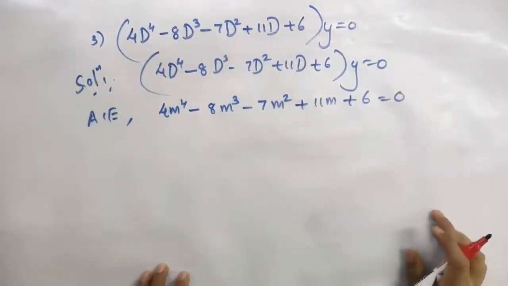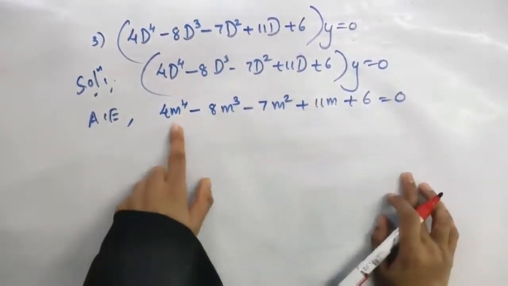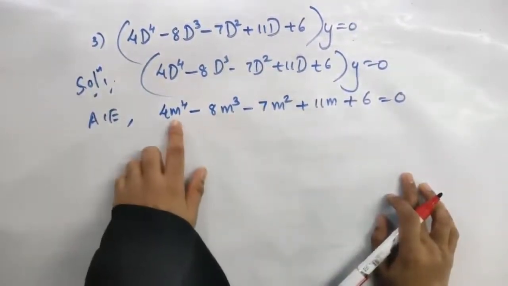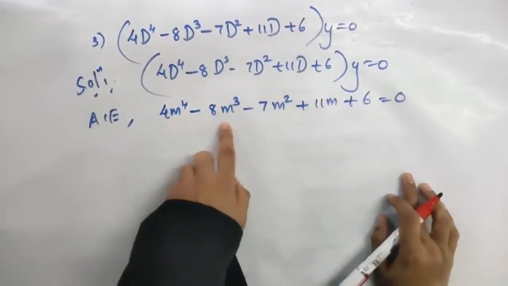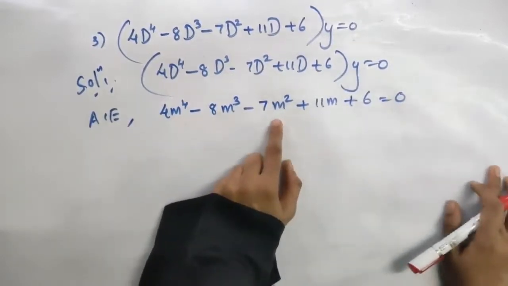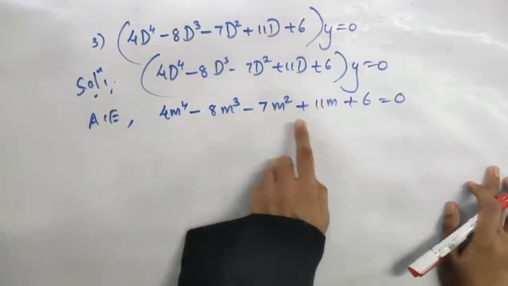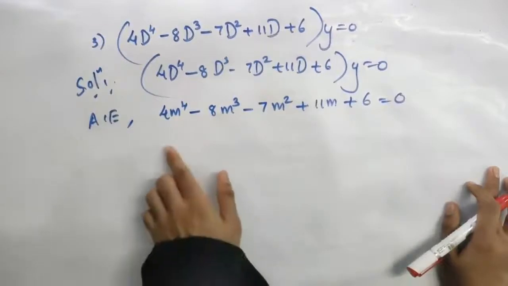Now by inspection method, I'll just check for some values of m. Okay, so if I put m is equal to 1 in this, it will be 4 minus 8, is it not? 4 minus 8 is minus 4, minus 4 minus 7 is minus 11, minus 11 plus 11 gets cancelled, you have still plus 6. So m is equal to 1 is not the root.